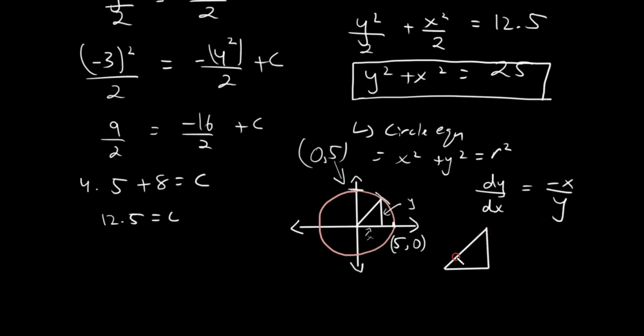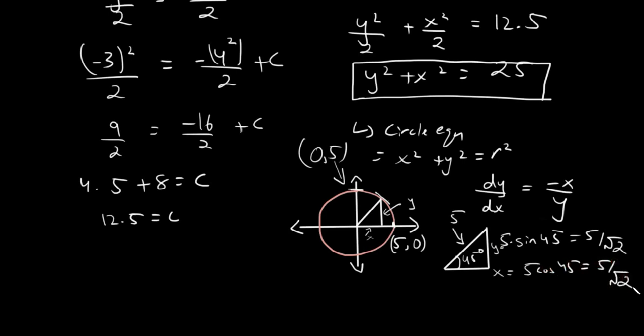This angle is going to be 45 degrees, okay, because x and y are equal. Like this length is equal to that length. So 45 degrees, we have this side of 5. So therefore, 5 sine 45 is equal to 5 root 2 over 2. That's our y. X is going to be 5 cos 45. That's 5 root 2 over 2. So our coordinate at this point is 5 root 2 over 2 and 5 root 2 over 2.